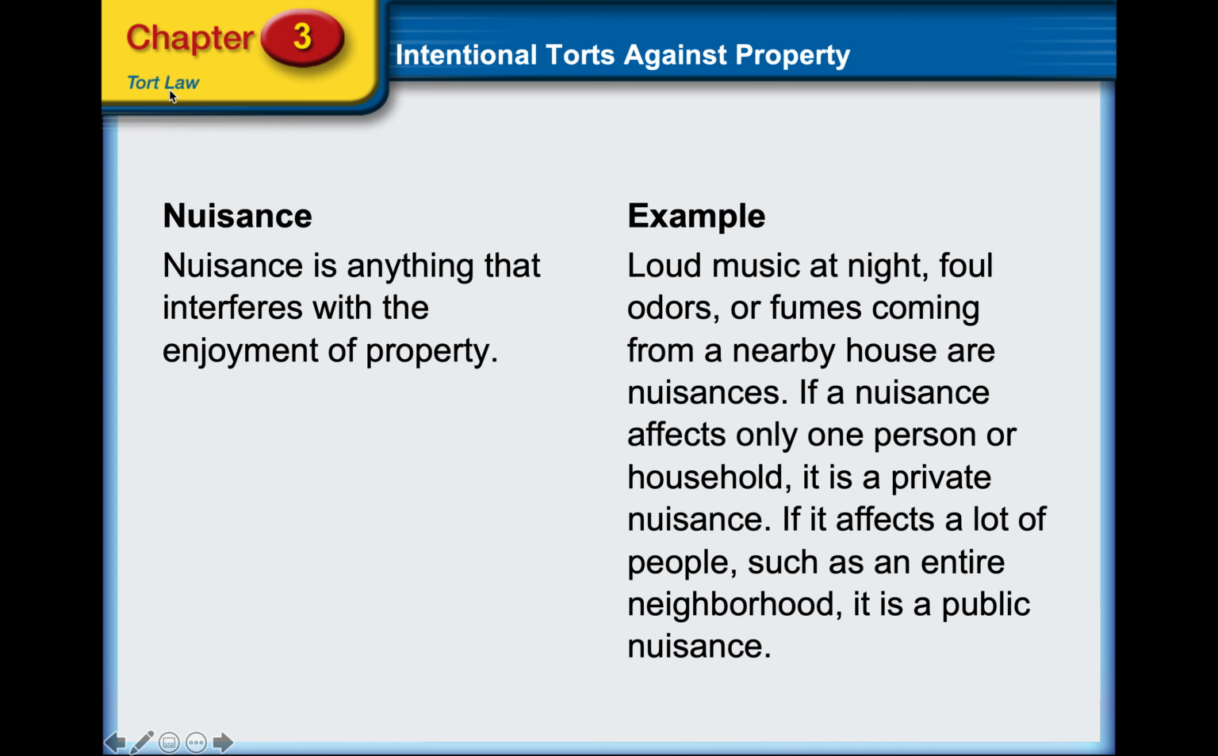Another intentional tort against property is nuisance. Nuisance is anything that interferes with the enjoyment of your property. An example would be loud music at night, or foul odors or fumes coming from a nearby house. If a nuisance affects only one person or household, it is a private nuisance. If it affects a lot of people, such as an entire neighborhood, it is a public nuisance.